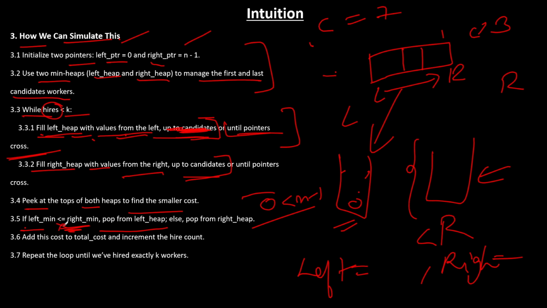If this is false, then we take the right heap value, add it to the total cost and increment the hired count, and we repeat the loop until we have hired exactly k workers. I hope you understood this explanation of how we're going to simulate this. Okay, let's move to the next slide.